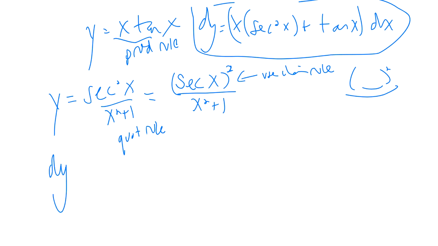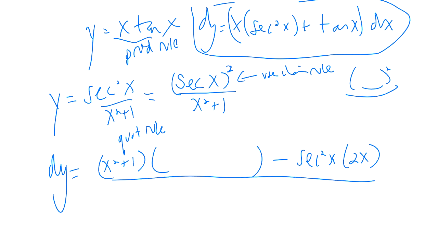So dy is going to be the denominator times the derivative of the numerator minus the numerator. You can go ahead and write it back this way for that, times the derivative of the denominator. So I'm going to write that right away because that's fast and easy, the derivative of the denominator. The denominator of the entire thing is that squared. Don't forget that part. The derivative of secant x squared.